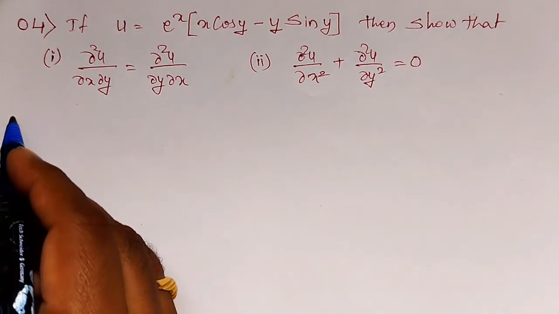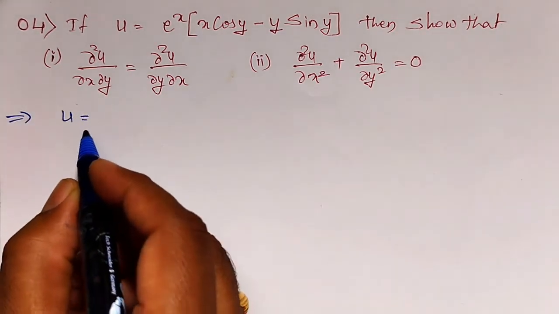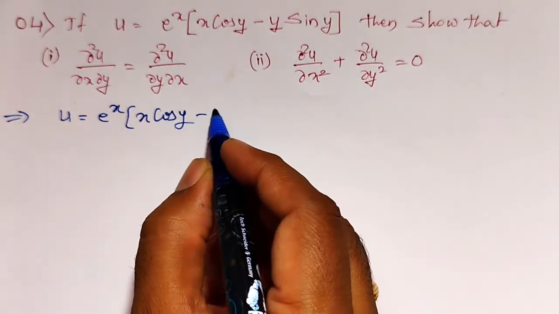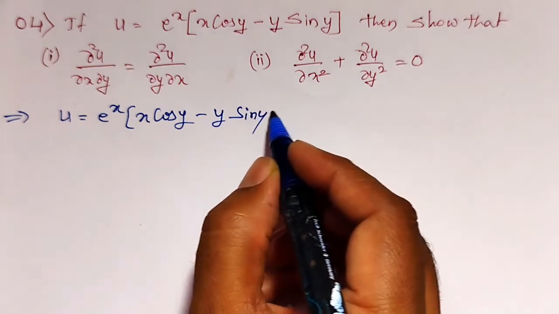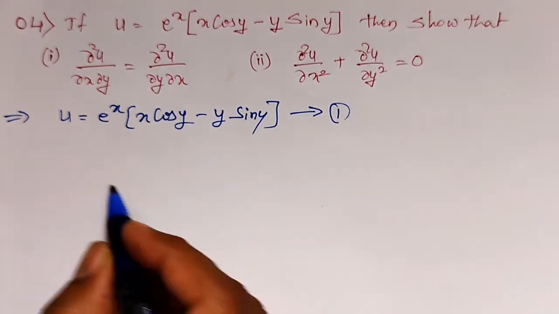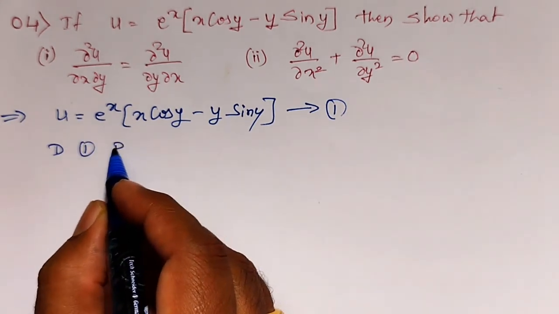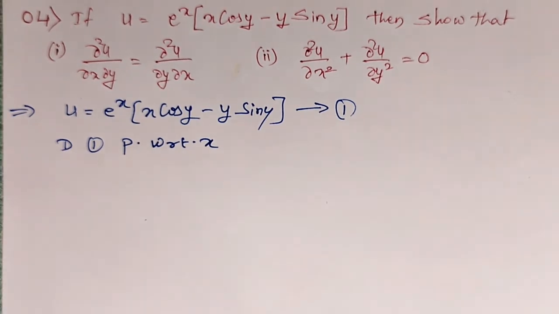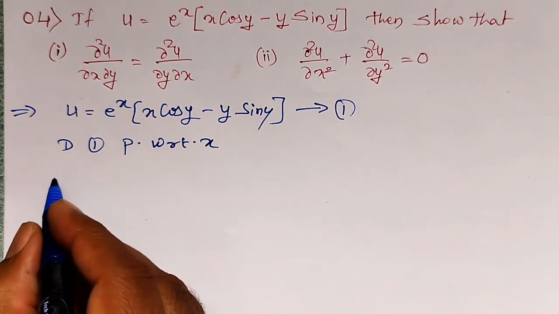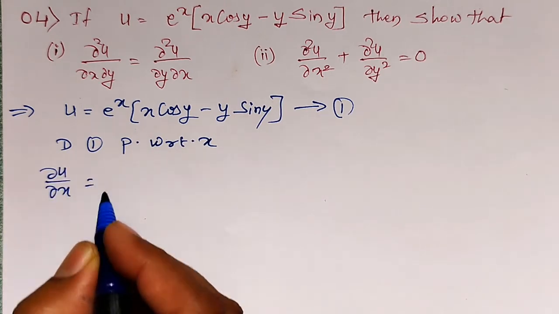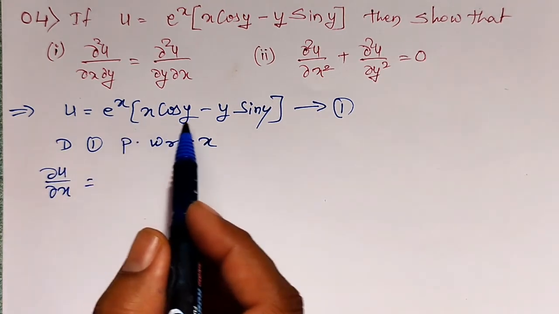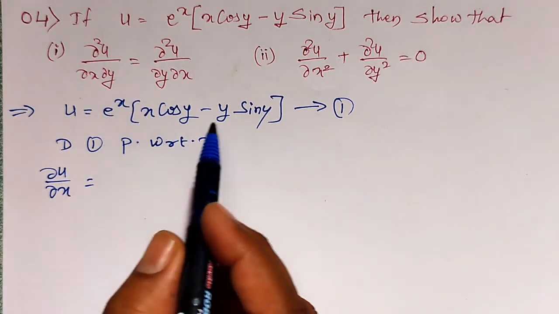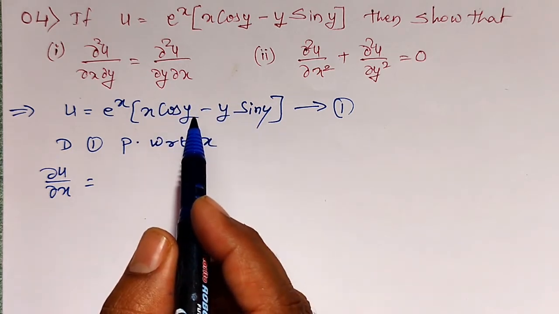First, let me consider u is equal to e raised to x into bracket x cos y minus y sin y. Let me call this equation number 1. Differentiating 1 partially with respect to x, what I am going to get here is dou u by dou x, as you have to differentiate this partially with respect to x keeping y constant. But here it is a product of two terms, e raised to x into a function of x again. That's why you have to use the product rule.